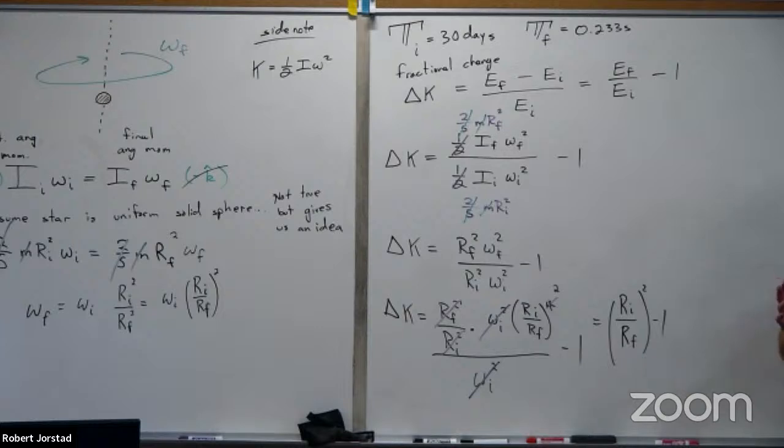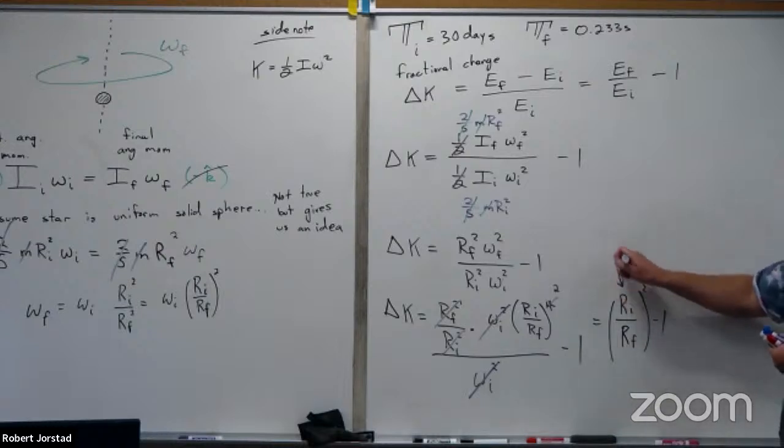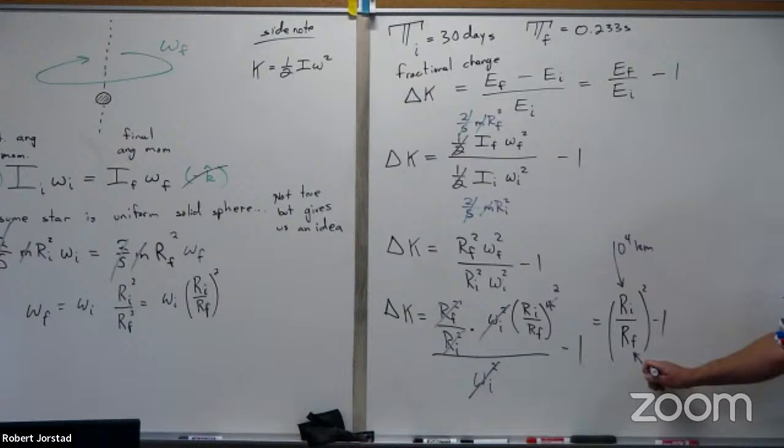And before we plug in any numbers, I want you to ask yourself, in this particular example, do you think this minus 1 is important? Numerically, is that going to make a big difference in this calculation? What's your gut say? I like that you don't just immediately jump to it. Help me out. What was R initial? A big number. It was 10 to the 4th kilometers. What was R final? 3 kilometers.